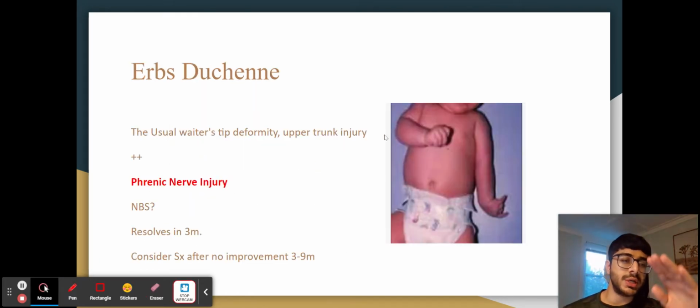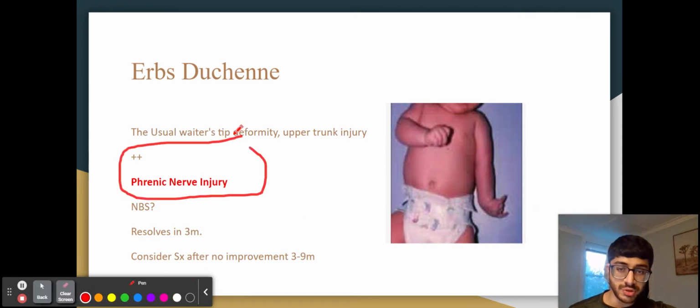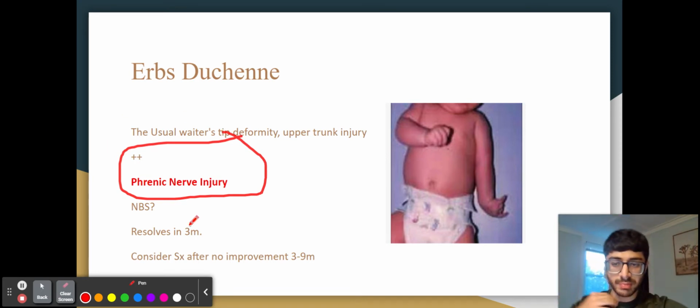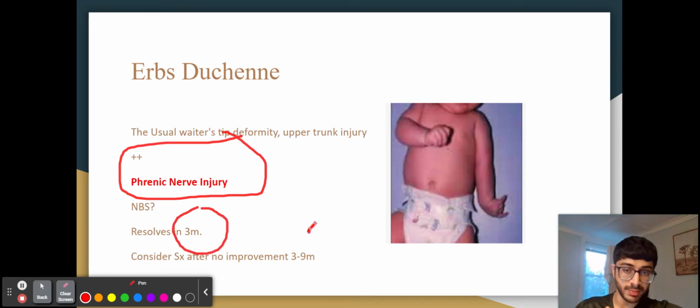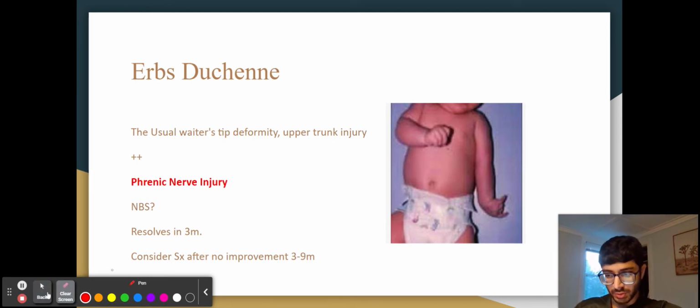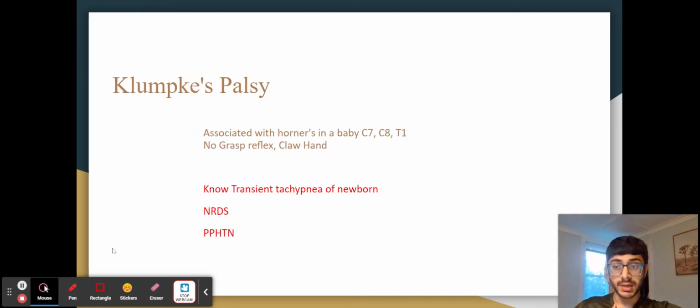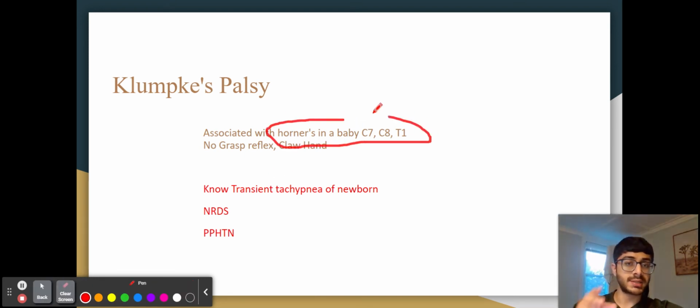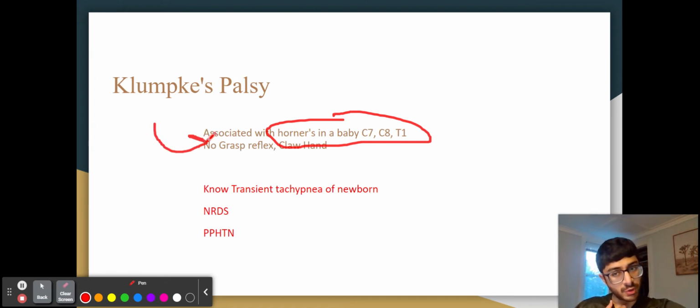So next thing, Erb-Duchenne, you guys already know it. The reason that the slide is up here is it's associated with phrenic nerve injury. So they'll give you a diaphragm, which is like this or whatever. And just remember the treatment: it resolves in 3 months, and if it doesn't resolve, 3 to 9 months. So you guys know this. Just remember phrenic nerve injury is the association with this. Next one is Klumpke's. Again, I just put this here because we did that one. It's associated with obviously Horner's, because it's the lower tracts that are getting affected. Again, there's going to be no grasp, no biceps.